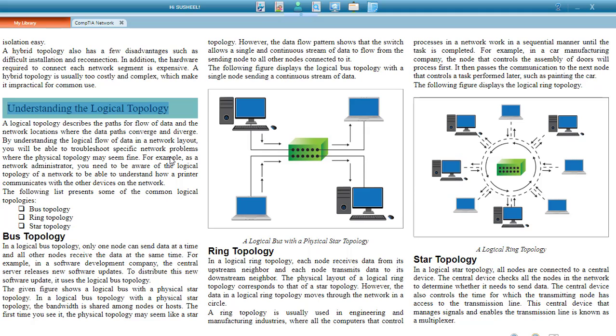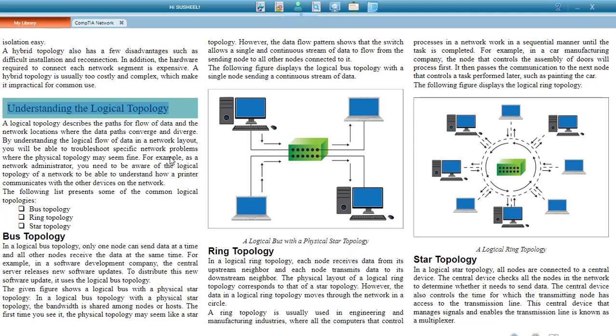For example, as a network administrator, you need to be aware of the logical topology of a network to be able to understand how a printer communicates with the other devices on the network. The following list presents some of the common logical topologies. Bus topology, ring topology, star topology. In a logical bus topology, only one node can send data at a time and all other nodes receive the data at the same time.